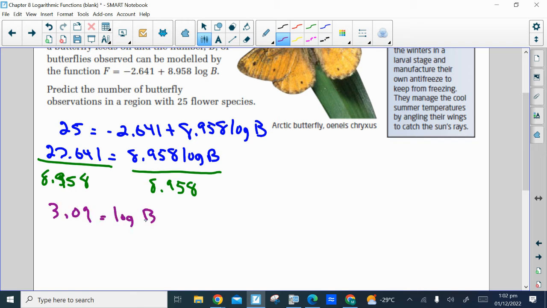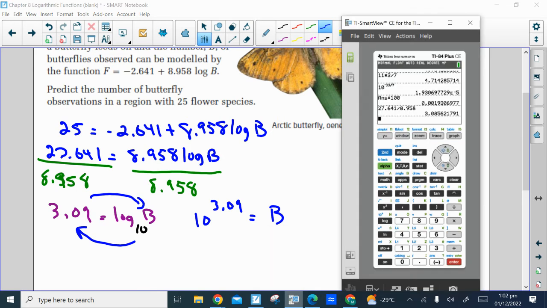That's what log B equals. And again, this is a common log, no base indicated, which means base 10. So if we're going to convert to exponential, we start with the base and cycle through. 10 to the power 3.09 will equal B, the number of butterflies in that region with 25 flower species. So 10 to the entire decimal that we just found, approximately 1,218 butterflies.